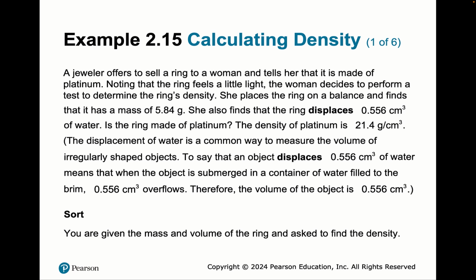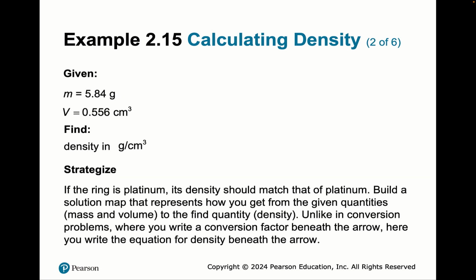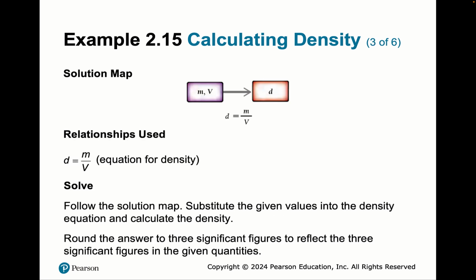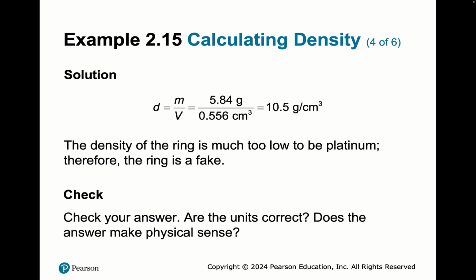So the woman thought her ring is made of platinum. It seems a little light, and I can tell you platinum does feel very, very light. It has a mass of 5.84 grams, and it displaces 0.556 cubic centimeters or milliliters of water. How much is the ring made of platinum? So we want to find the density, and the density of platinum is 21.4. So let's figure out what the density is and then compare it to platinum.